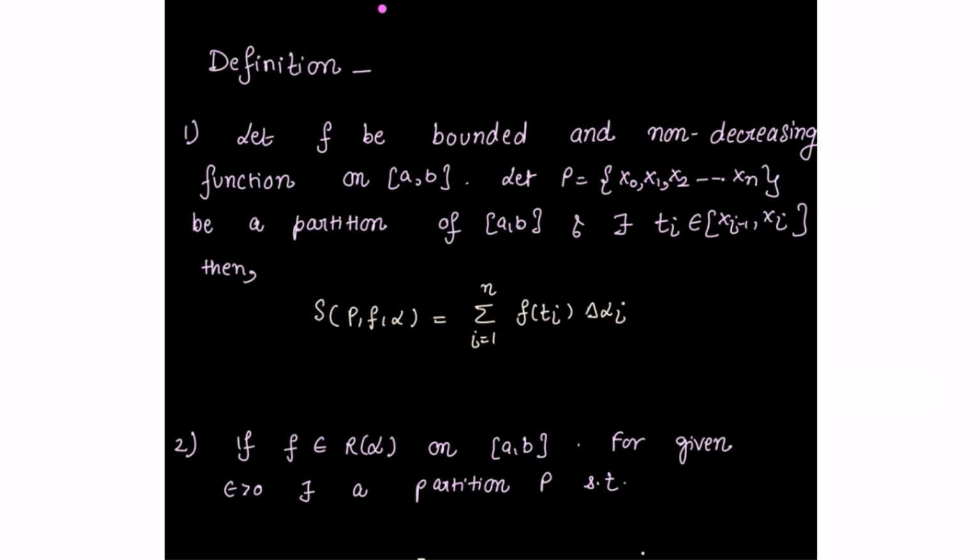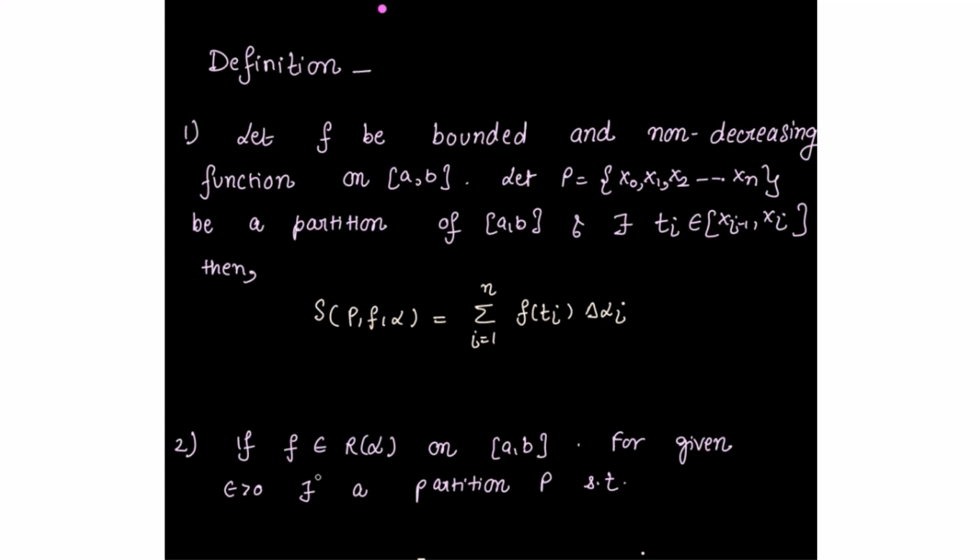Let f be a bounded and non-decreasing function on the closed interval [a, b], and let P be a partition of [a, b], and there exists t_i belonging to the closed interval [x_{i-1}, x_i]. Then a new thing is defined, which is a sum: S(P, f, α) equals the summation of f(t_i) Δα_i, where i goes from 1 to n. So it is a sum of all these.